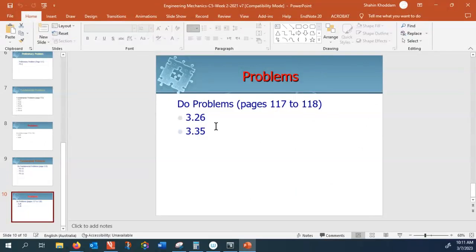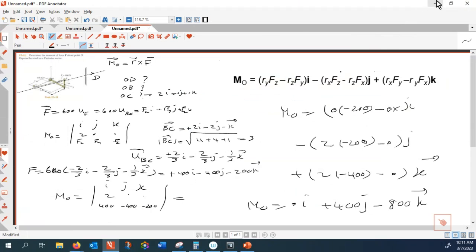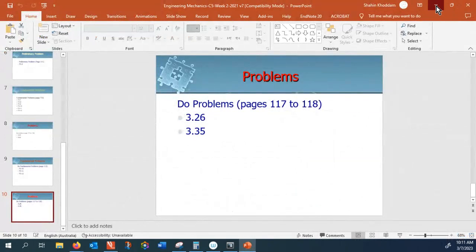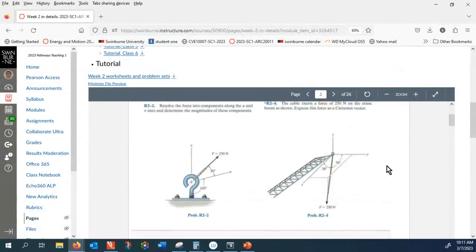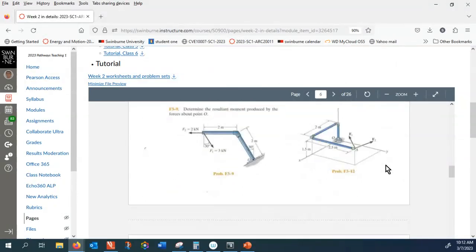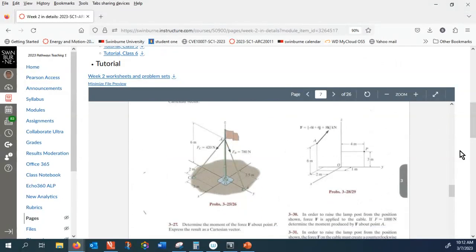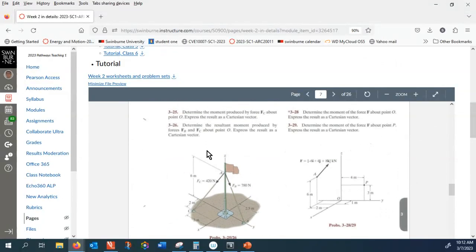So we have time for one more practice. 117. Okay, 117, let's try this one. Resultant moment for this system of forces.